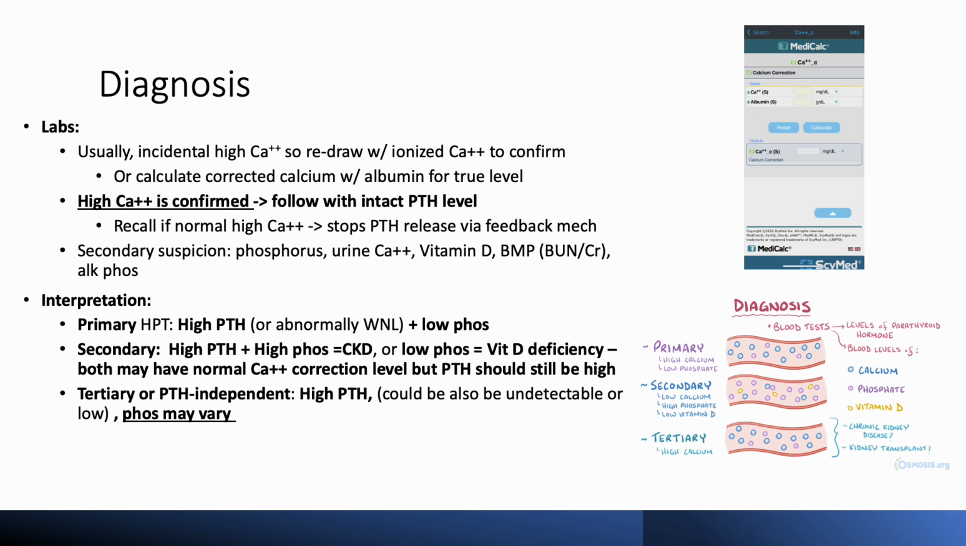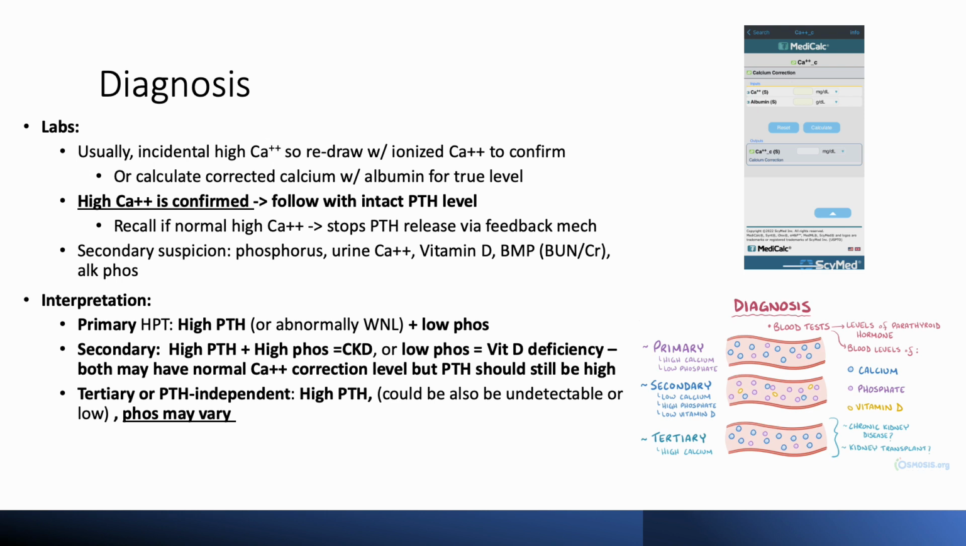Secondary HPT, we have high calcium, high PTH, and then high phos, because our kidneys are not excreting. This is probably due to chronic kidney disease. Now, if we have low phosphorus, we might have a vitamin D deficiency. Both of these may have a normal corrected calcium level, but our PTH should still be high, okay, depending on our kidney function.